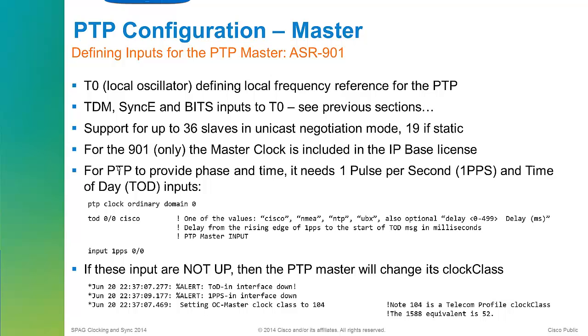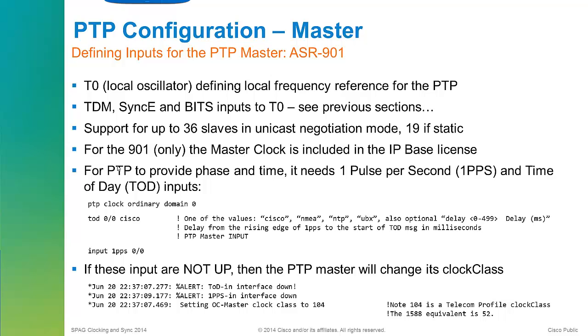So we've already looked at TDM and SyncE and BITS being input to our internal frequency, our T0. So we have our local frequency as a reference for PTP, so that's all sorted out. Now what we have to look at is getting our physical time and phase inputs.